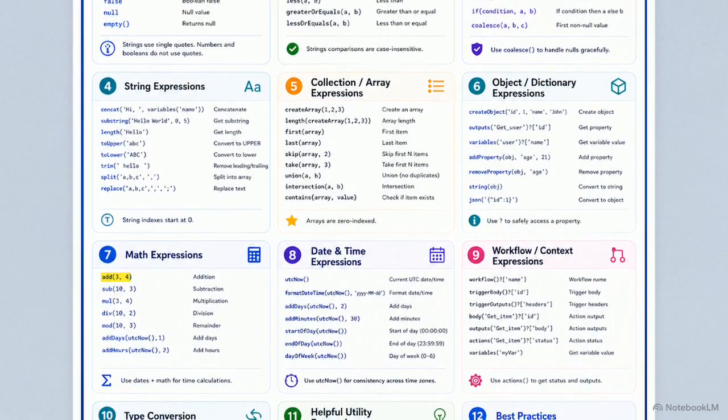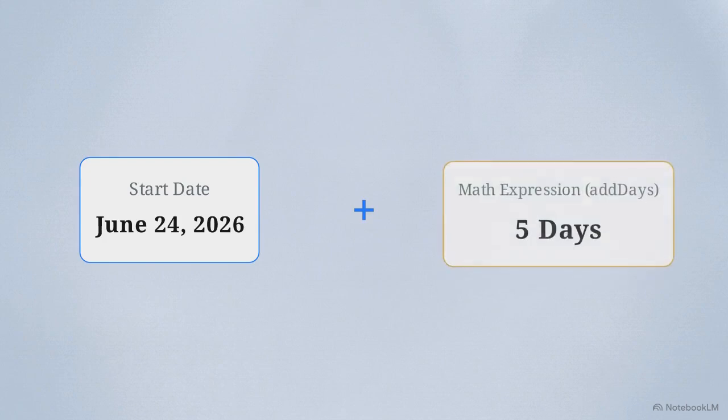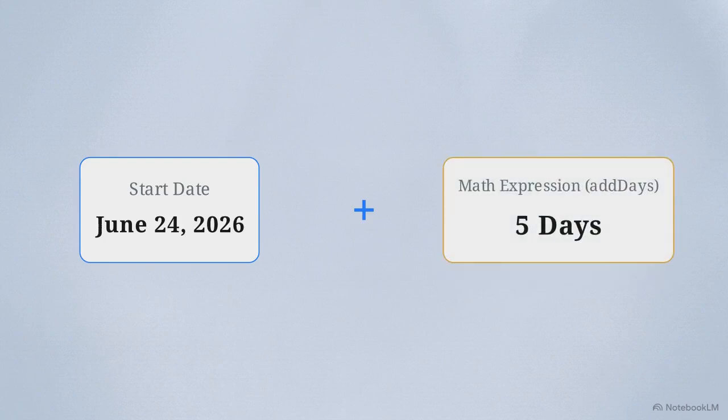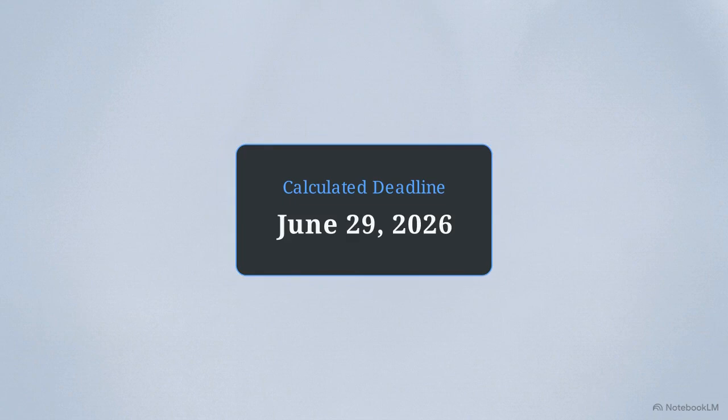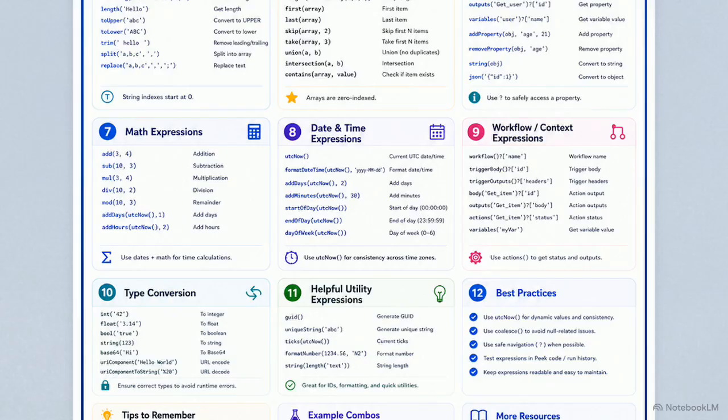Section 7 introduces math expressions. These go beyond basic arithmetic. They let you calculate dynamic values on the fly as your workflow processes data. This animated diagram illustrates how math expressions interact with time. By taking a starting date and mathematically adding a specific number of days, you can calculate dynamic deadlines and lead times accurately. Over in Section 8, we handle date and time.